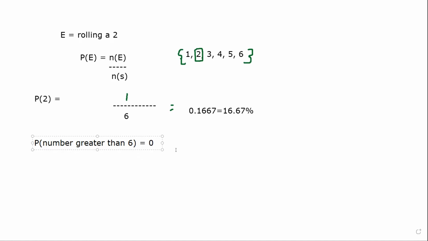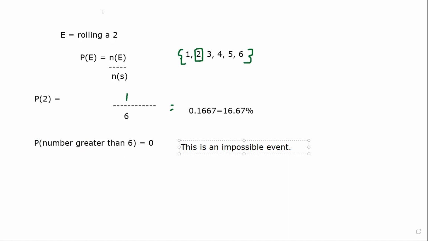Because this is an impossible event. You can't get a number greater than 6 if you're only rolling a single die, okay? All right, let's do the next one.